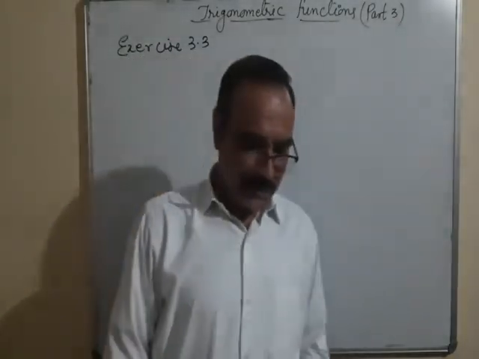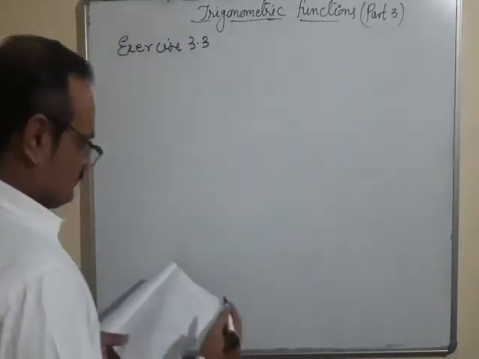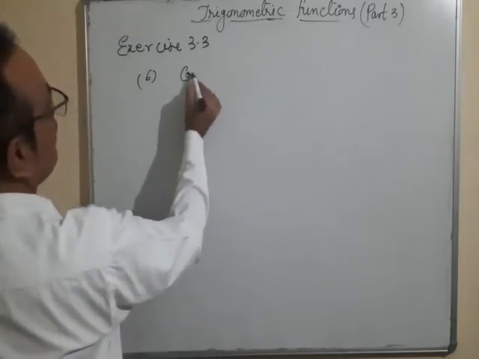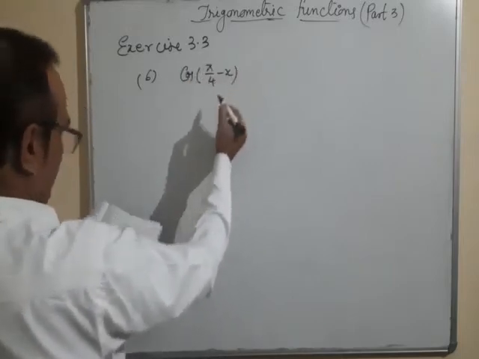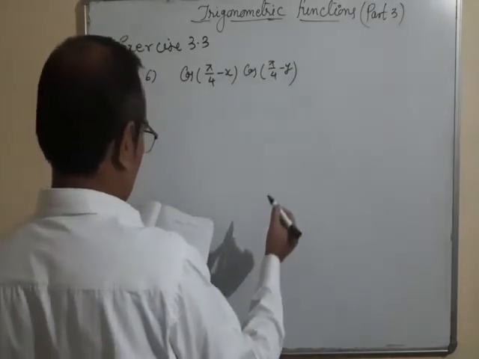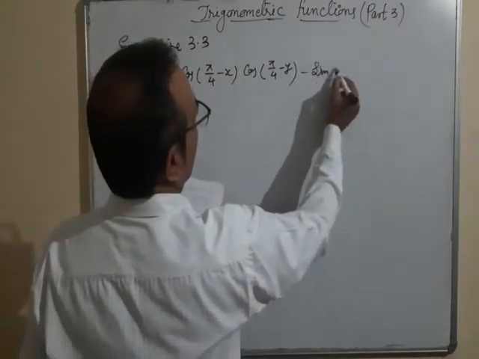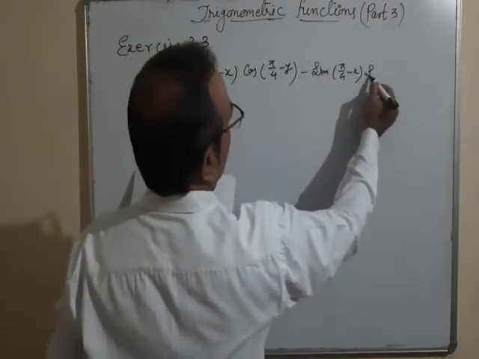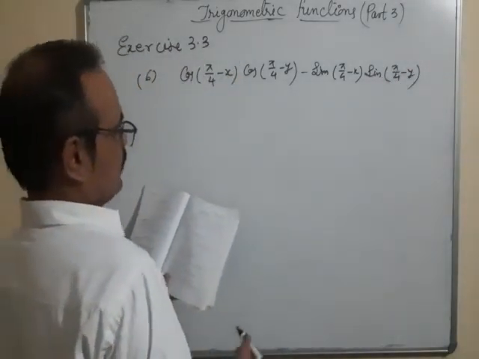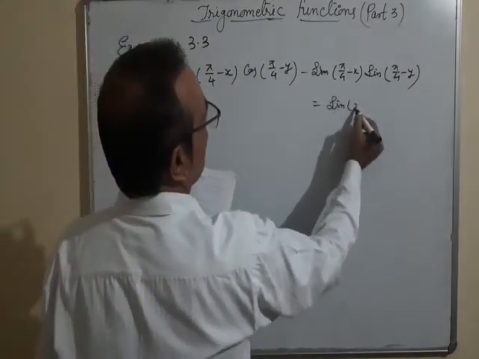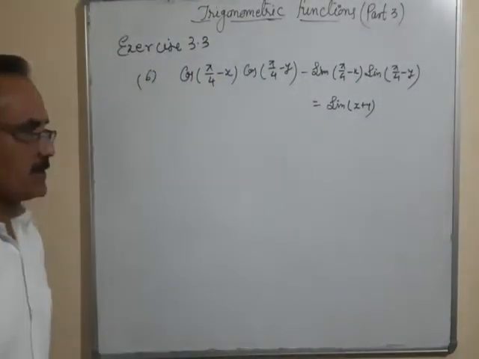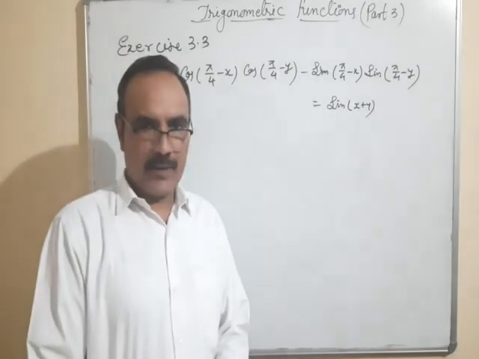Now let me select question number 6. Cos(pi by 4 minus x) into cos(pi by 4 minus y) minus sin(pi by 4 minus x) into sin(pi by 4 minus y) is equal to sin(x plus y). I hope you have understood it. It is a formula. You can see the list of formulas.